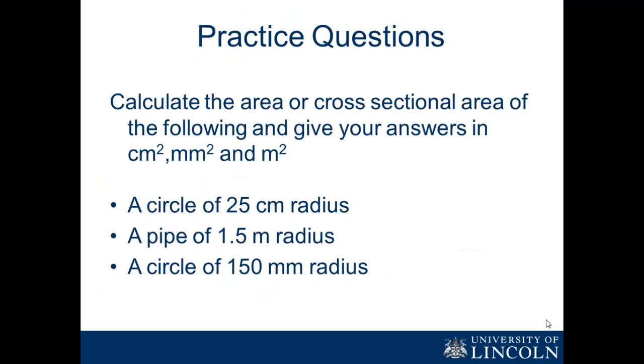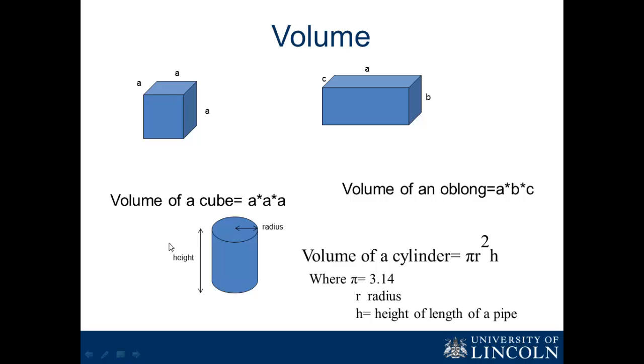So these are practice questions for you. Same procedures. Try to solve it, following the same procedure: 25 centimeter radius, 1.5 radius, 150 millimeter radius, and you want to calculate your area in centimeter square, millimeter square, and meter square. All right. Here, don't forget, if you say a pipe of radius, what we need is the cross-sectional area of the pipe, not the area of the pipe, please. So we need the cross-sectional area of the pipe. Thank you.